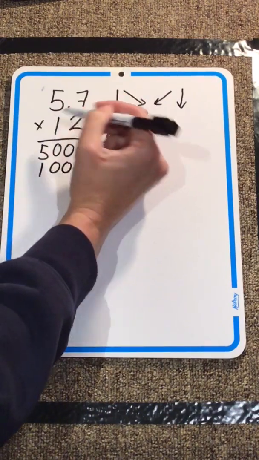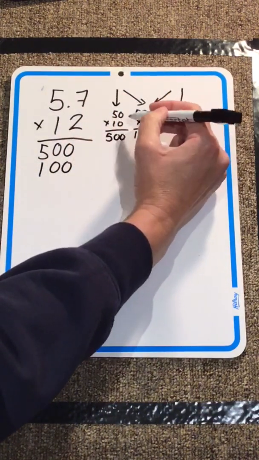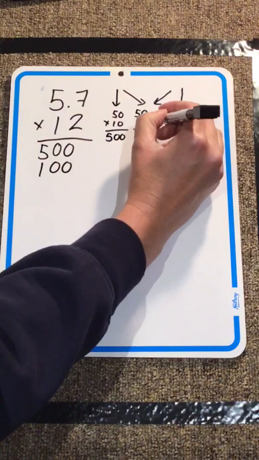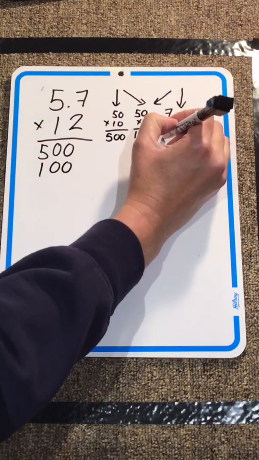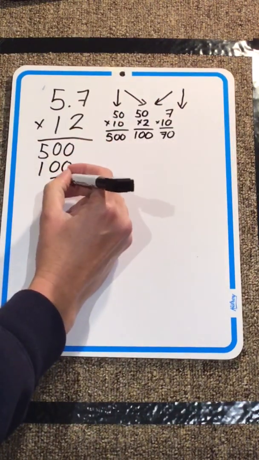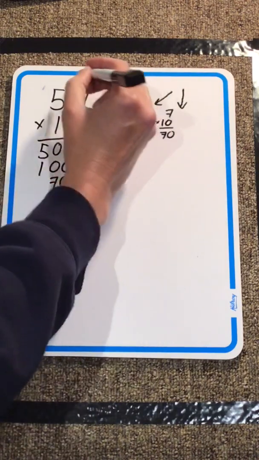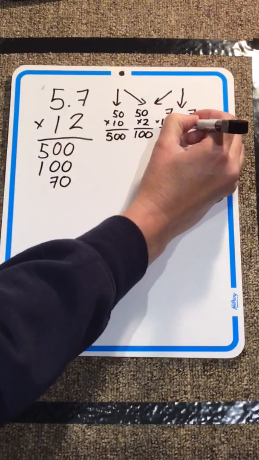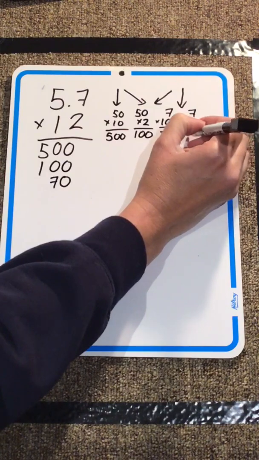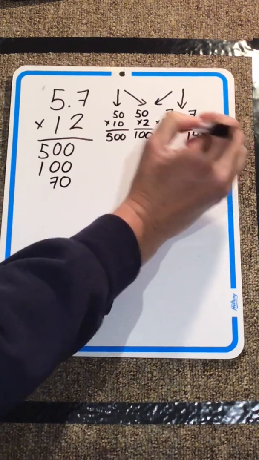Going this direction, got 7, it's not really a 1, it's really a 10. So 7 times 10 gives us 70. And straight down, 7 times 2 is 14.